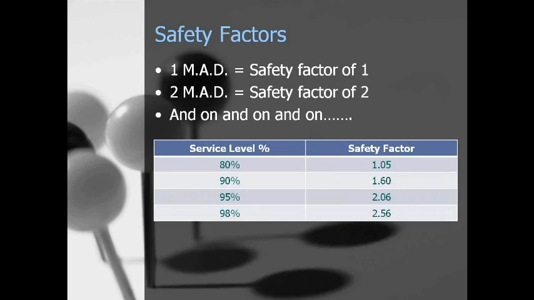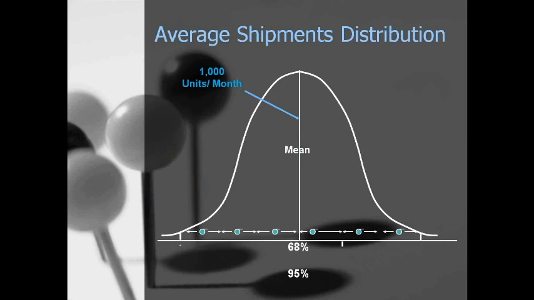For our purposes, to figure out safety stock, we need the service level that management told us they wanted to meet. For example, if management says they want 80% ship complete, then our safety factor would be 1.05. If they told us they wanted 95% ship complete, the safety factor would be 2.06. Here's what that looks like when we put it on the average shipment distribution chart. Our average shipments over the course of 10 months were approximately 1,000 units per month.